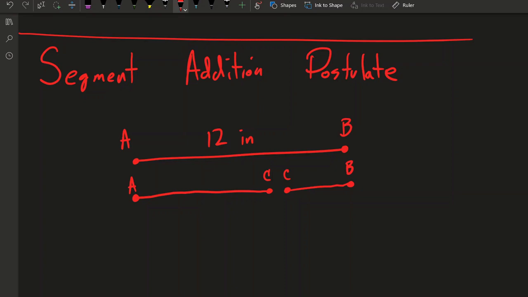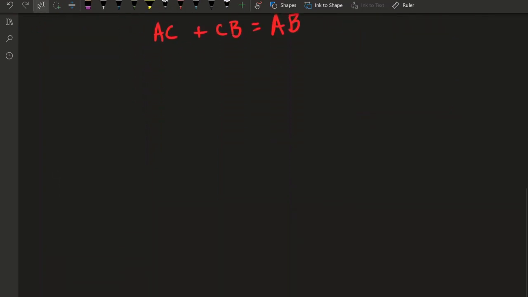I don't know where I broke it, but what I do know is that if I take AC and add it to CB, it will add up to the original piece. So no matter how I broke it into two pieces, if I add those two pieces back together, I will still get the full 12 inches. And that, in a nutshell, is the segment addition postulate. If I have a little piece plus a little piece, it'll add up to the big piece.